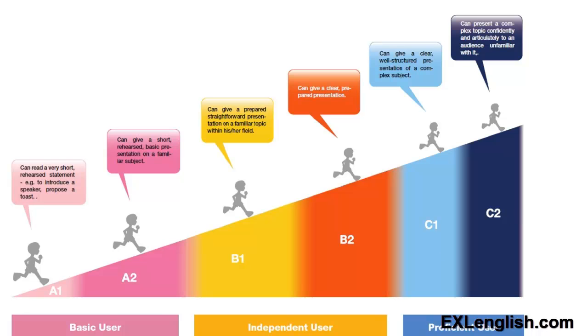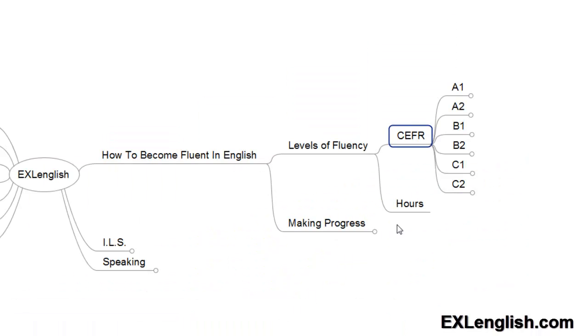Now, the next question that comes to mind that students always ask is, well, how long is it going to take me to become fluent? And that's a very good question. So the best way to answer this is through the use of hours of study time. If you look on certain websites like Wikipedia, they will tell you how long it will take you to reach each level. So for example, if you don't know any English and you begin studying, it'll take you about 100 hours of study time to reach level A1. Then it'll take you about another 100 hours to reach level A2.